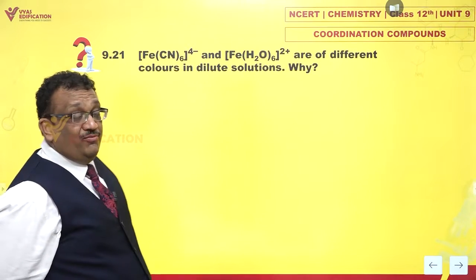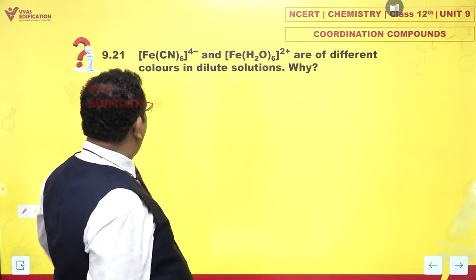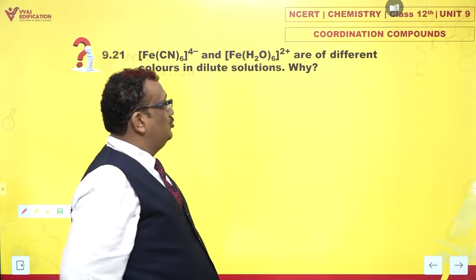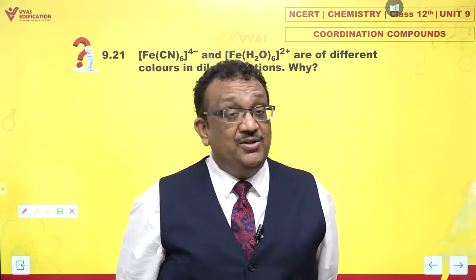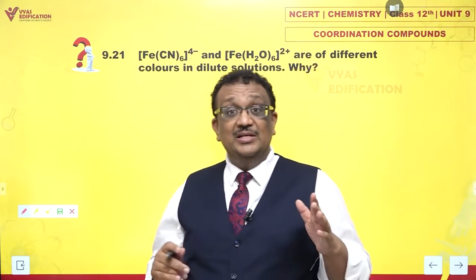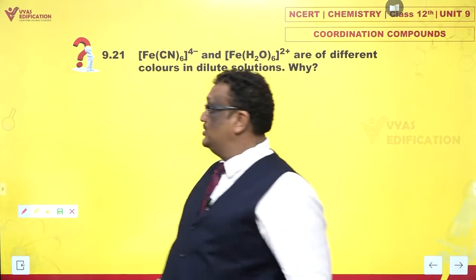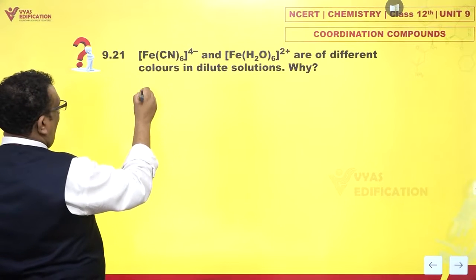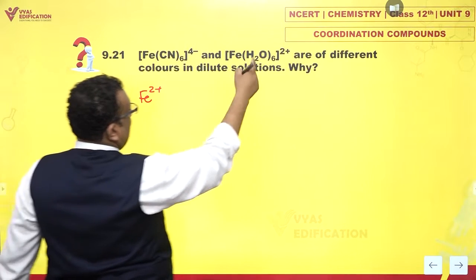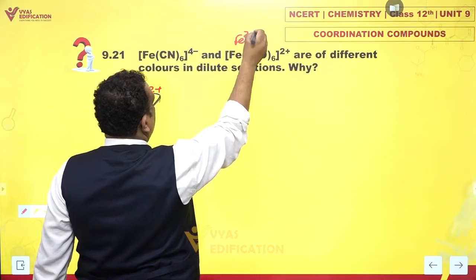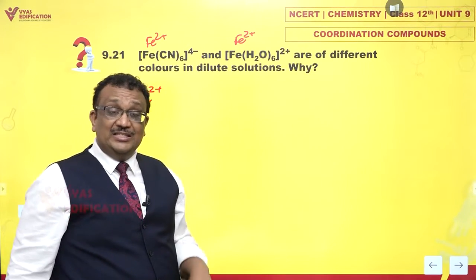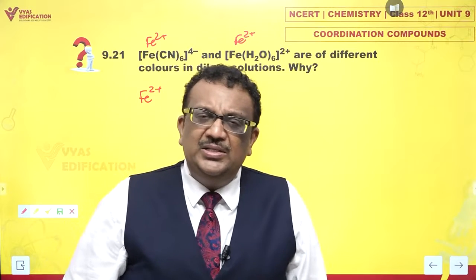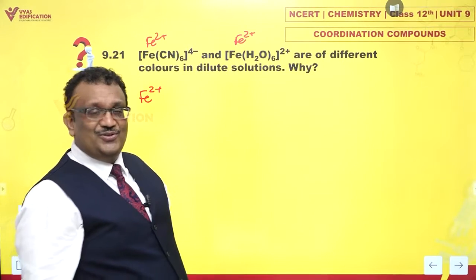Ferrocyanide and aqua complex of iron are different colored in dilute solutions. Why? There are two complexes, and interestingly both the complexes contain ferrous ions. If you note this here, in this case also I have ferrous Fe2+, in this case also I have Fe2+. In spite of the fact that both of them contain the same metal cation, ferrous, why is it that they exhibit different colors? This is the question. Let's try to answer that.